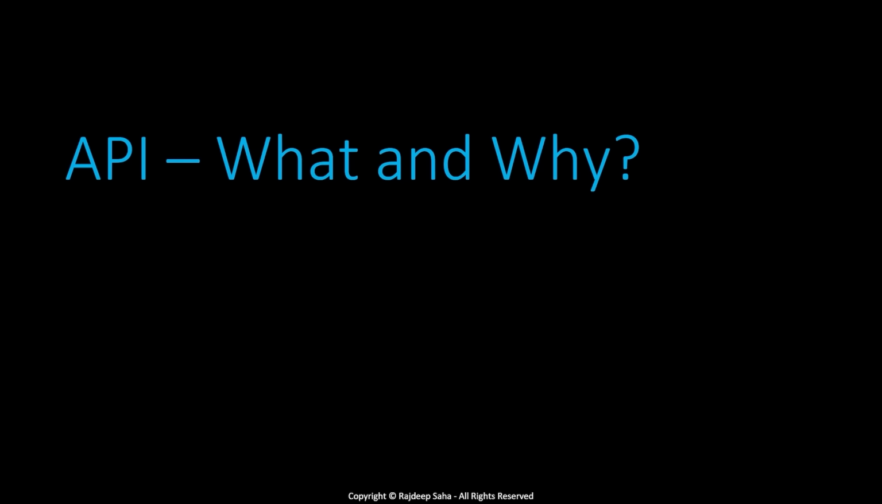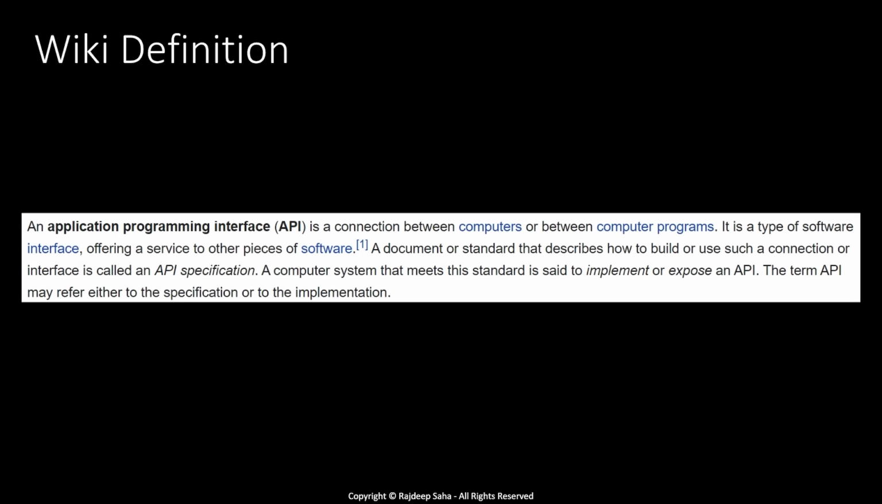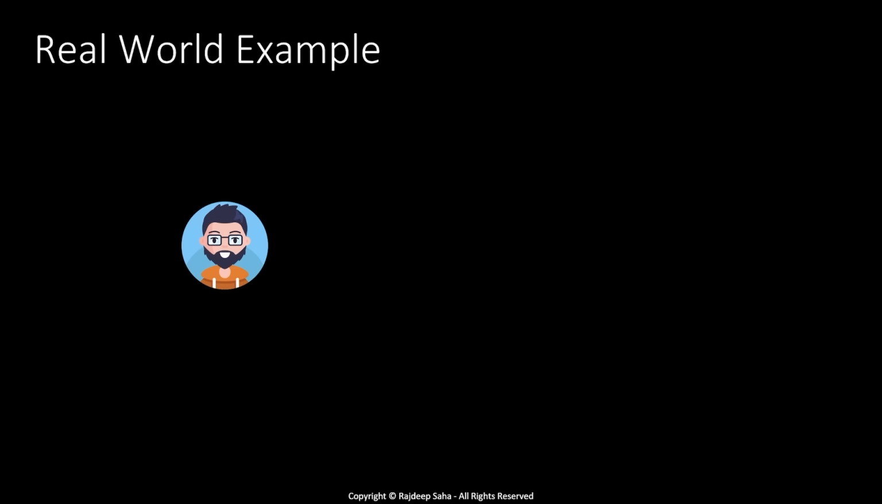Now the question of the hour. What is an API and why do we need them? As per the Wikipedia definition, an application program interface or API is a connection between computers or between computer programs. It is a type of software interface, and so on. Doesn't make much sense. Let's try to understand API with a real world example.